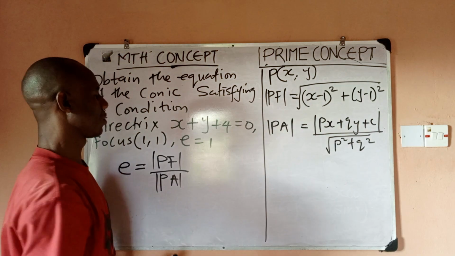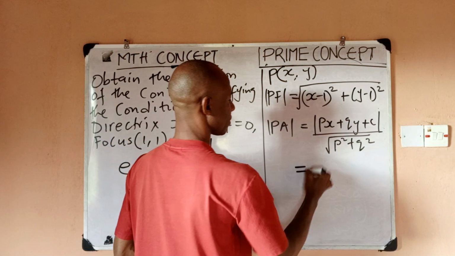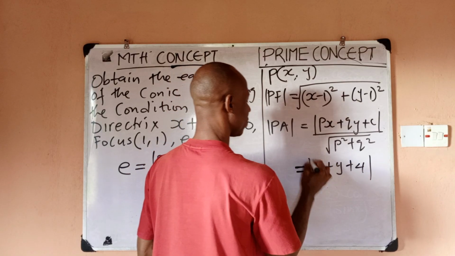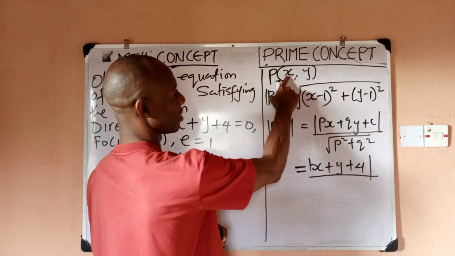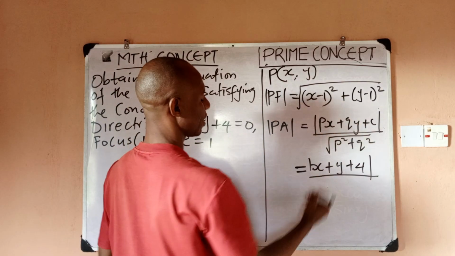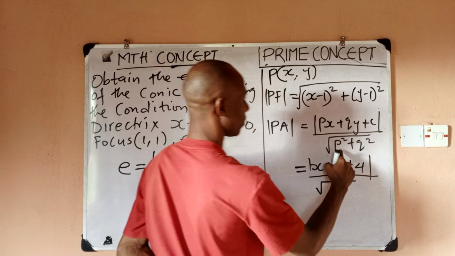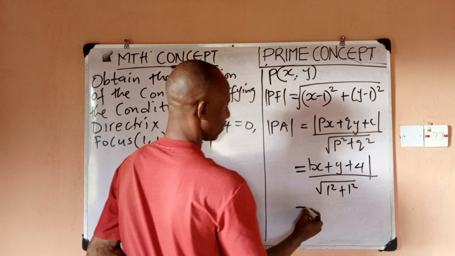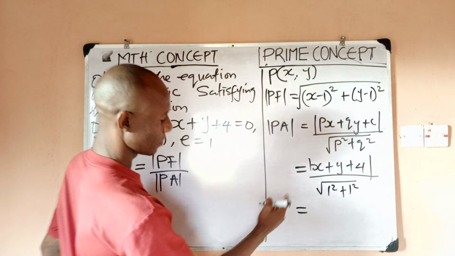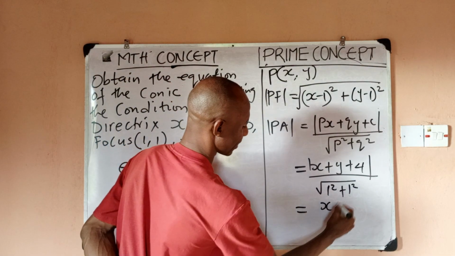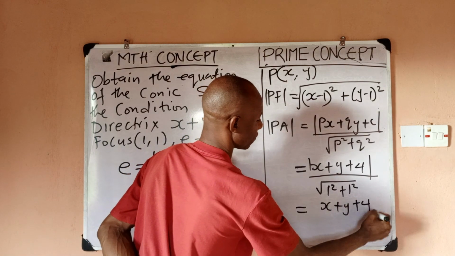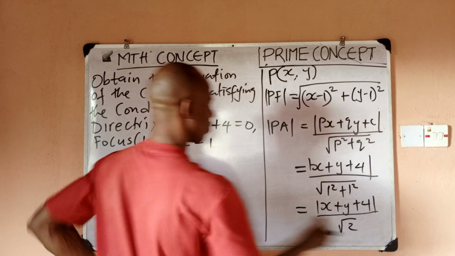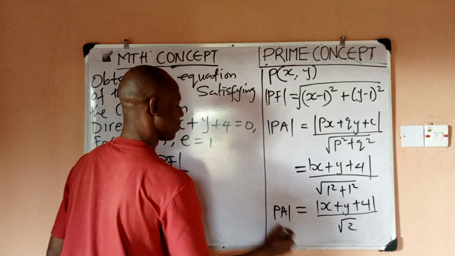So using the equation given to us, I would have the absolute value of X plus Y plus 4, because you notice I've substituted this X and this Y. Then I have the square root of the coefficient of X, which is 1 squared, plus the coefficient of Y, which is 1 squared. So if we do this again, we have X plus Y plus 4, all divided by square root of 2. So this is what we have as the distance PA.